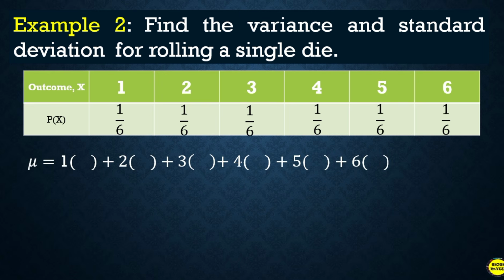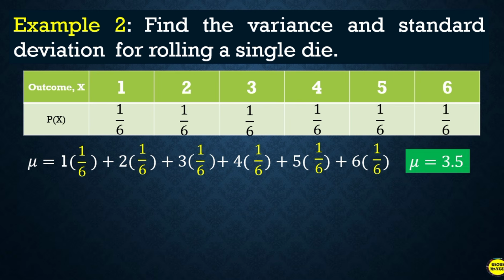So, alam nyo naman yung proseso, i-multiply lang natin yung value ng random variable sa corresponding probability. So, 1 times 1/6, plus 2 times 1/6, plus 3 times 1/6, plus 4 times 1/6, 5 times 1/6, and 6 times 1/6. And then, if you use calculator, or pwede nyo naman compute yan manually, makukuha nyo dyan is 3.5. So, yung mean ng probability distribution natin is 3.5. Now, proceed tayo sa pagkuha ng variance.